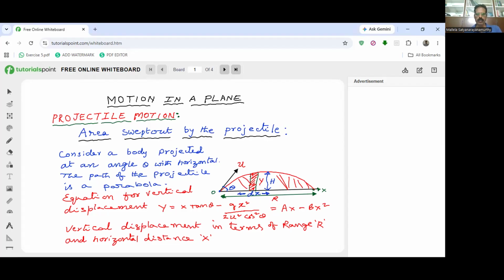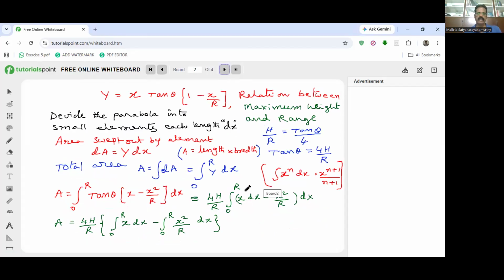For that, vertical displacement in terms of the range and horizontal distance is given by y is equal to x tan theta into 1 minus x by r. The relation between the maximum height and range is given by h by r is equal to tan theta by 4. From that, tan theta is 4h by r. You can take this as a reference for the upcoming problem.